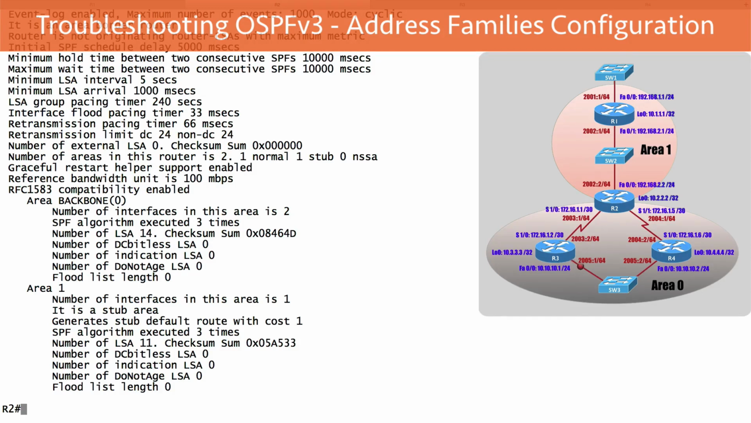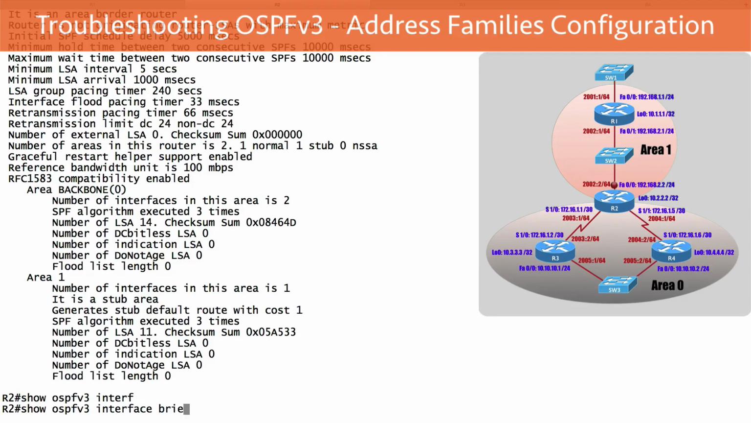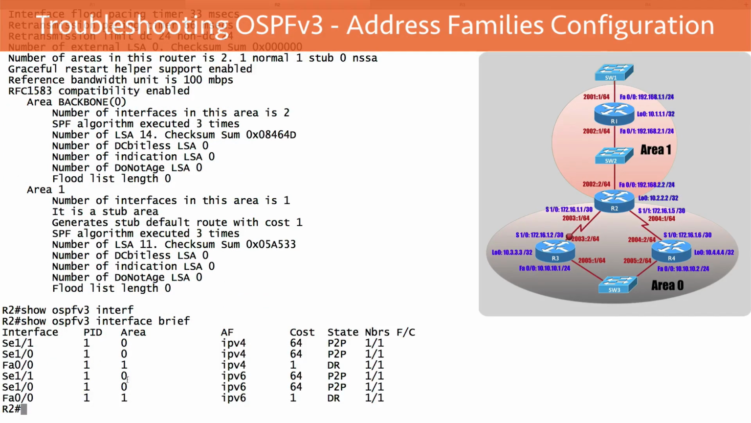If I want to look at my interfaces, I can say show OSPFv3 interface. Let's add the brief keyword, and we can see for different address families, IPv4, IPv6, I can see what interfaces are participating in specific OSPF areas. But notice we're all using the same process ID of 1. It's all under that single hierarchical configuration.